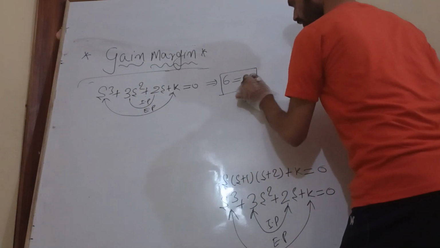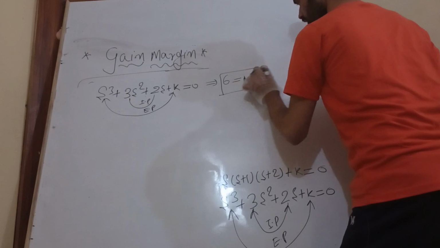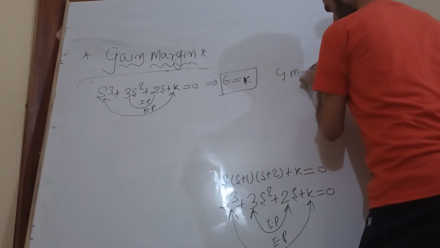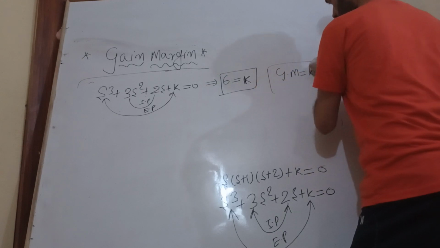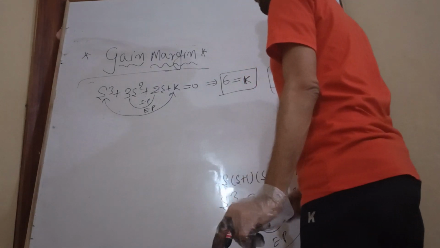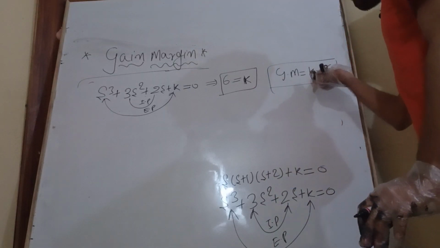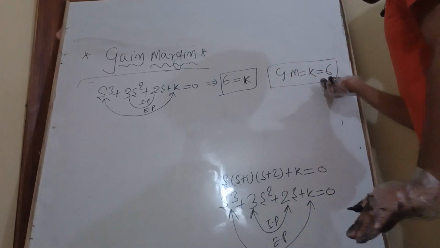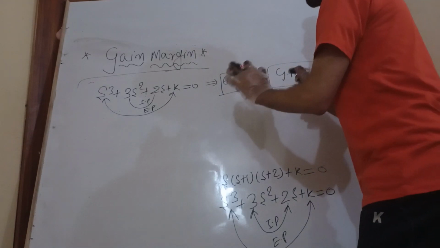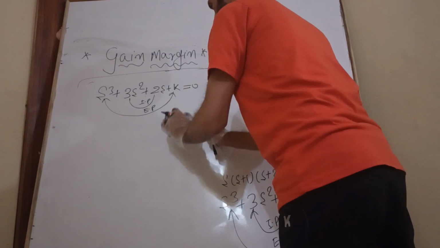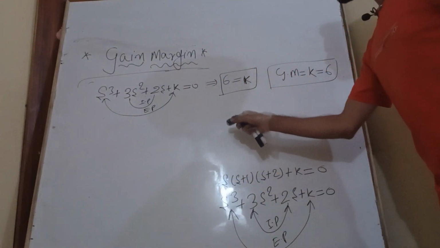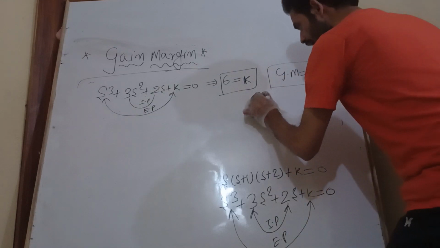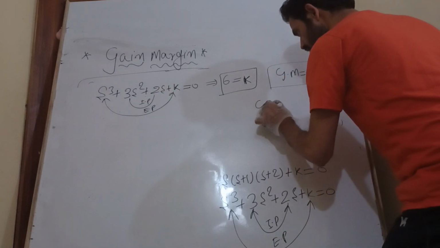So gain margin, for this, the gain margin is nothing but k. K is equal to 6. Six means we can say that if we multiply the transfer function of the open loop system with 6, then our closed loop system will become marginally stable.